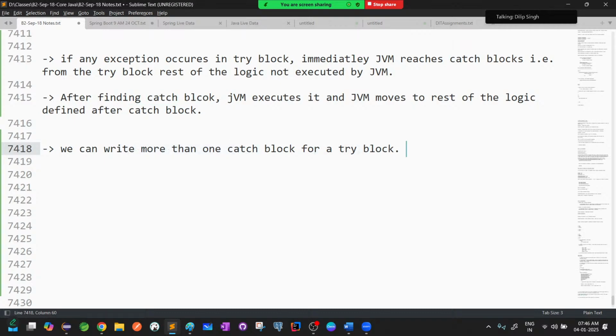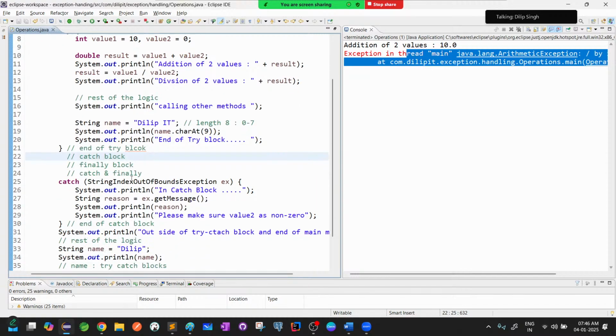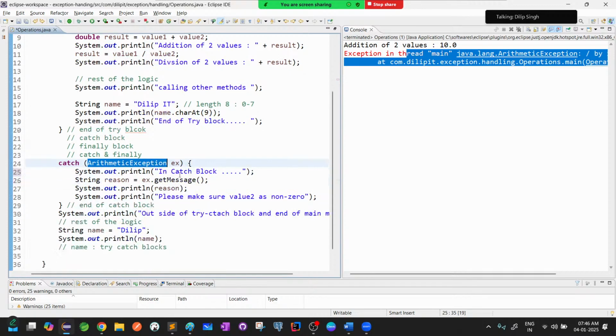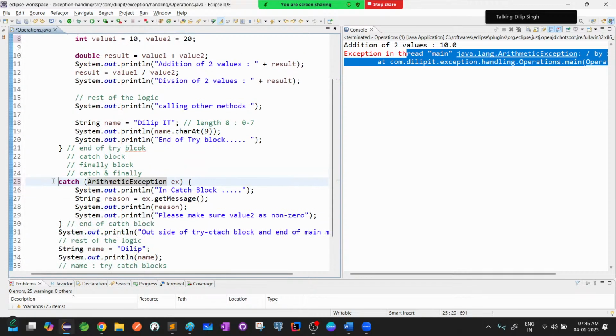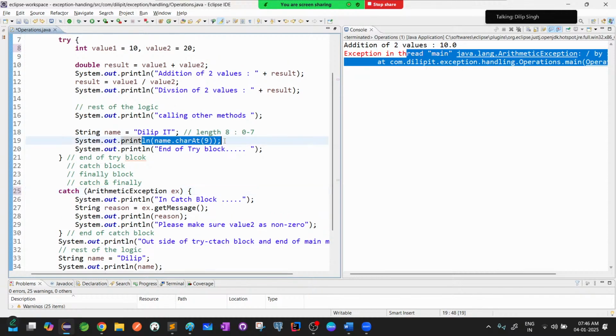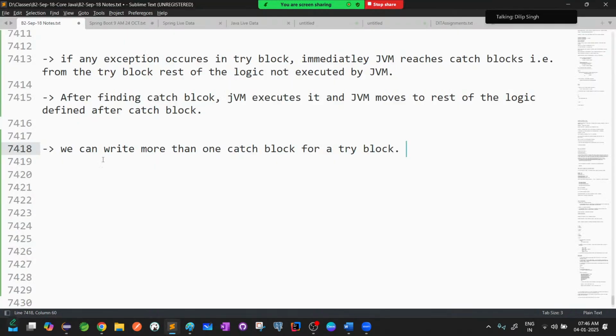So now understand the point. I'm bringing back ArithmeticException, right? So now this catch block is responsible for dealing with ArithmeticException. But my logic sometimes may produce IndexOutOfBoundsException.